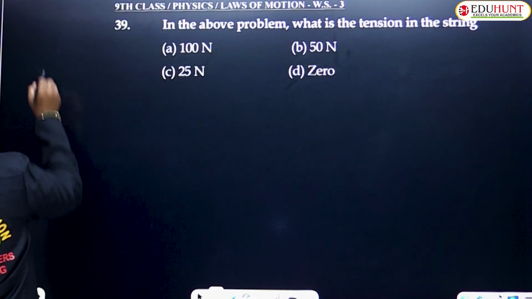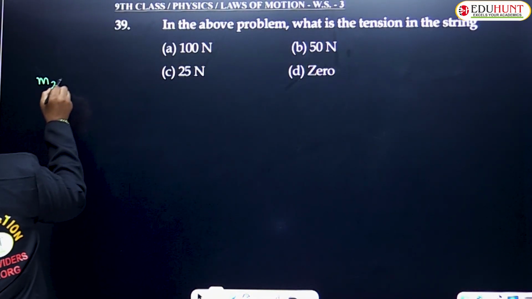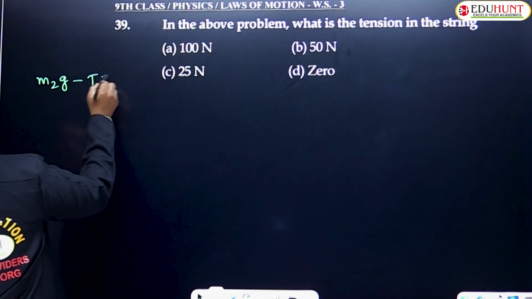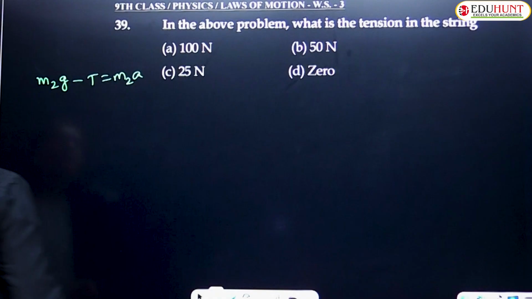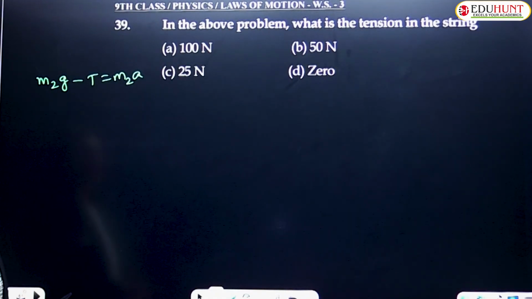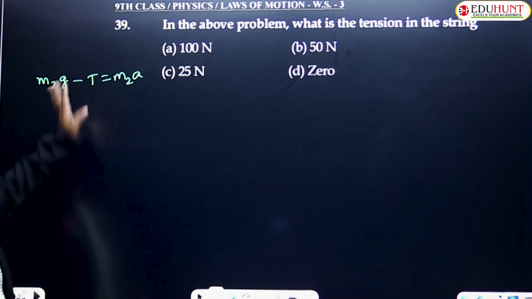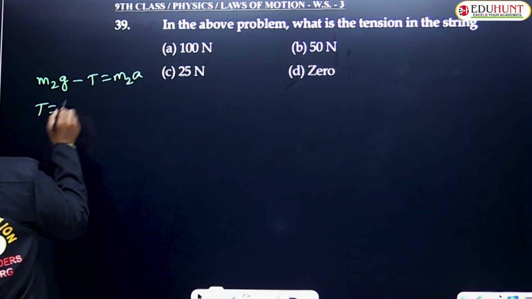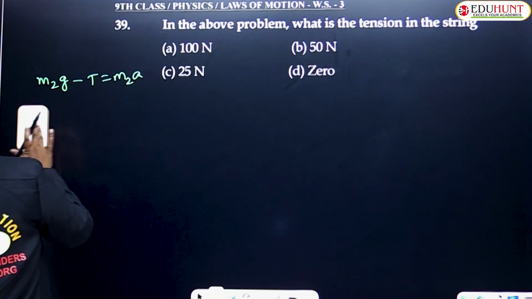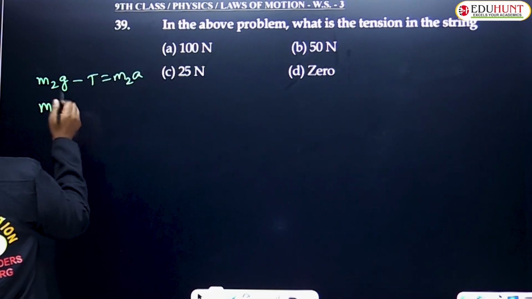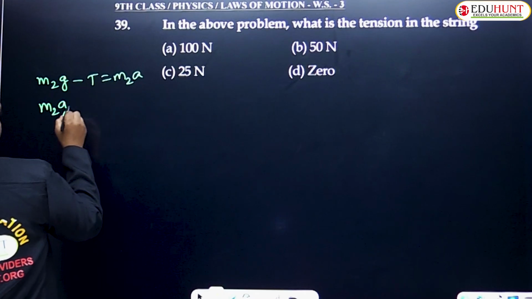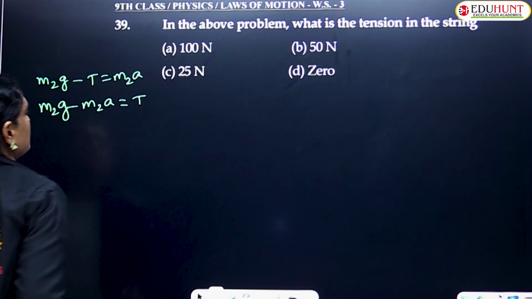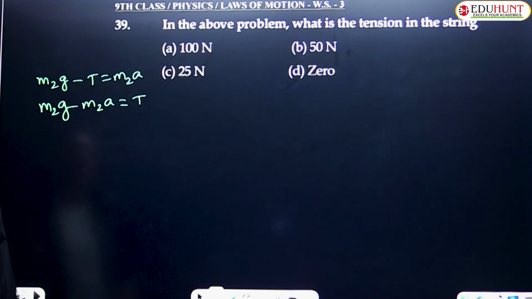What is the equation? m2g minus T equals m2a. That's it. m2g minus T equals m2a. You know the value of a, so you need to find the value of T. Let us take the other side: m2g as it is, m2a towards the left, and minus T to the right means plus T. So, m2g minus m2a is equal to T.